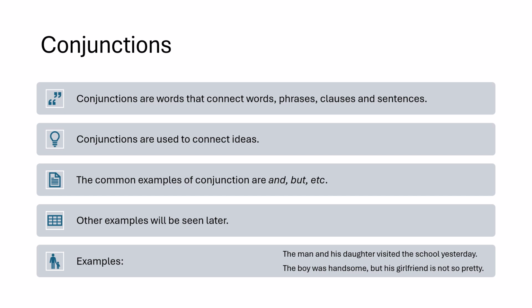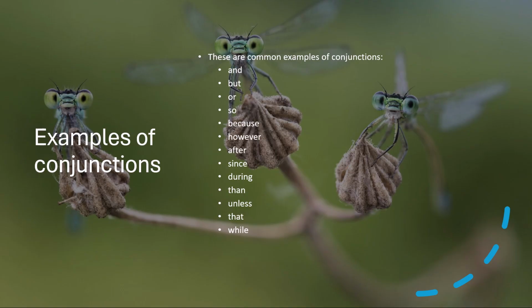So let's look at these particular ones actually operating within a structure. The man and his daughter visited the school yesterday. So you have the coordination between two noun phrases, the man and his daughter. Then you also have, the boy was handsome, but his girlfriend is not so pretty. So here we have but introducing us to another part of the structure. So we have two clauses actually brought together here.